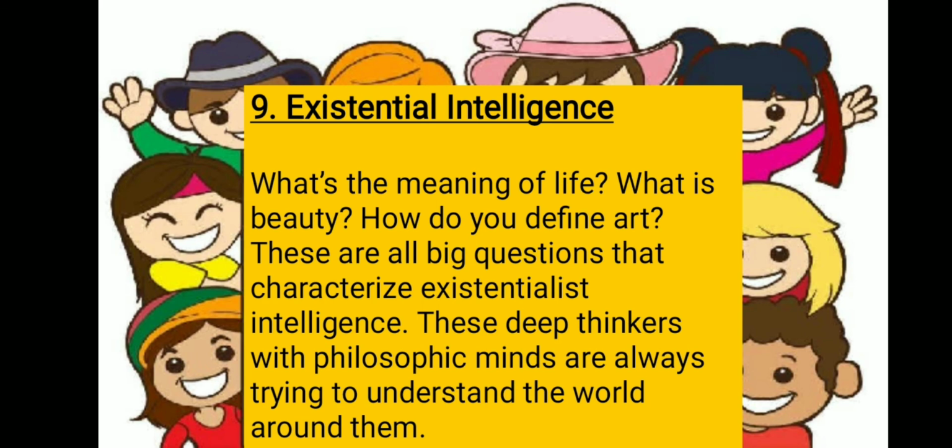The last one is existential intelligence. What's the meaning of life? What is beauty? How do you define art? These are all big questions that characterize existentialist intelligence. These deep thinkers with philosophic minds are always trying to understand the world around them. This intelligence suggests the ability to question about the existence of human, death, the meaning of life, and the reason for existence. It was added to the list in 1999 by Gardner.